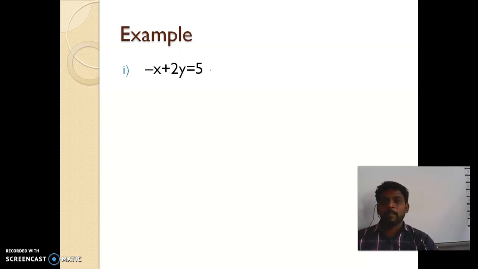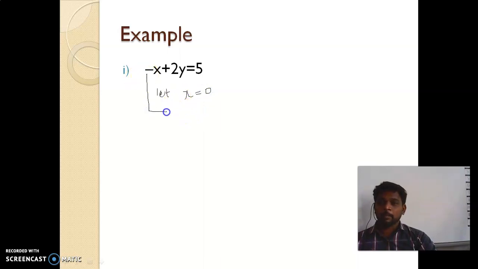I'm going to find two solutions now for the given equation, and then plot them in the graph sheet and connect the points. So first, to find two solutions of this equation, how can we find them? I'm going to take any value for x first, and then find the value of y. Now let x equal to 0. What will happen here?